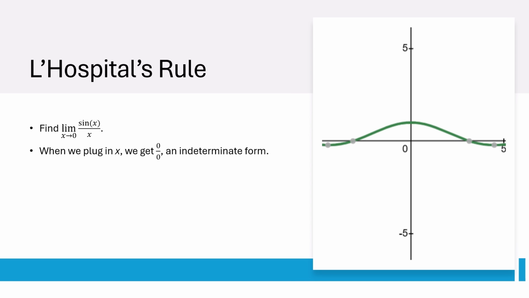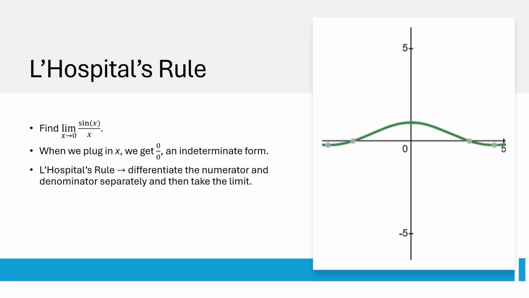So we want to take the limit as x approaches 0 of sine x over x. When we plug in 0 to take this limit, we get 0 over 0, which is something called an indeterminate form. Luckily, we have L'Hopital's rule, which says that when we get an indeterminate form, we can differentiate the numerator and denominator separately and then take the limit again. In this case, we find that the limit as x approaches 0 of sine x over x equals 1.